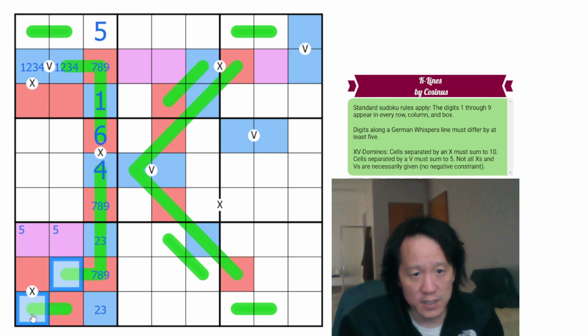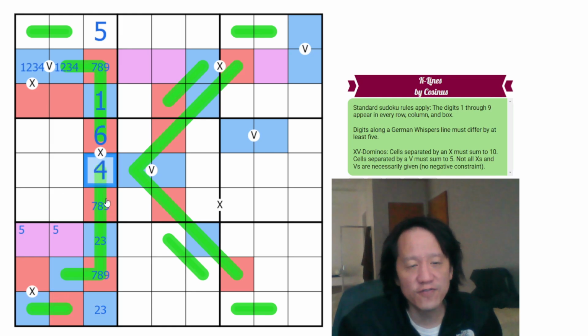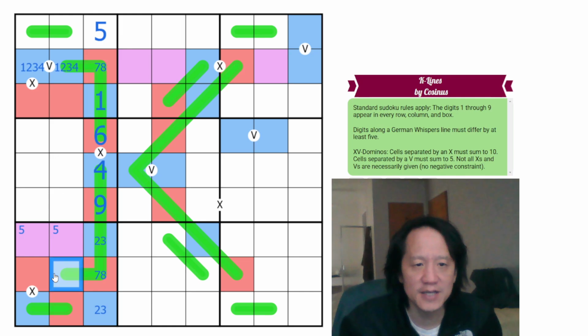Which means this is 4, which is next to only 9 on a German whisper line, so this has to be 9. This can't be 9. This can't be 9. This can't be 4 then anymore, and therefore it can't be 2 and 3, because we have a 2-3 pair in box 7, which eliminates 2 and 3 from the rest of the box. Therefore, this has to be 1 or 4, but 4 can only be next to 9 on a German whisper line, so this can't be 4. So this must be 1, which makes this the 4, because this is the last low.